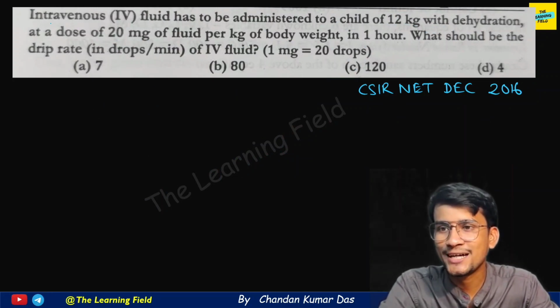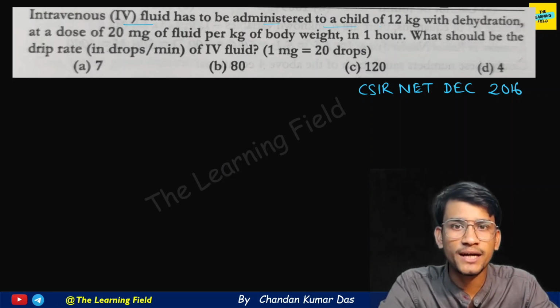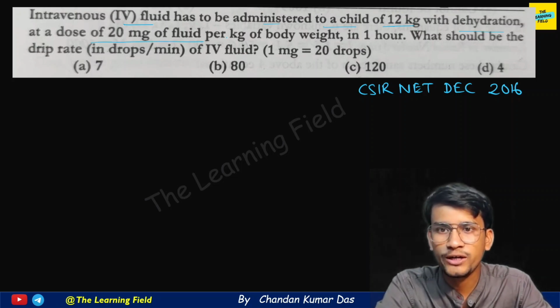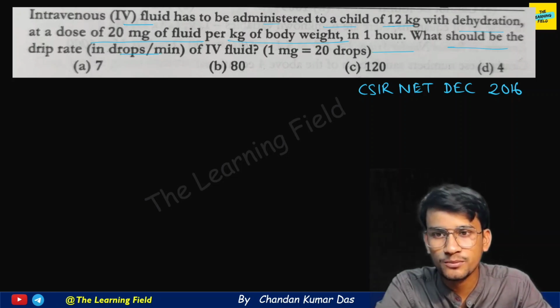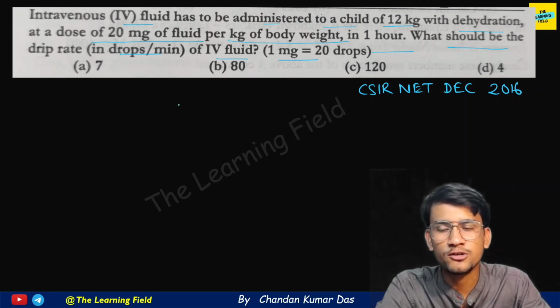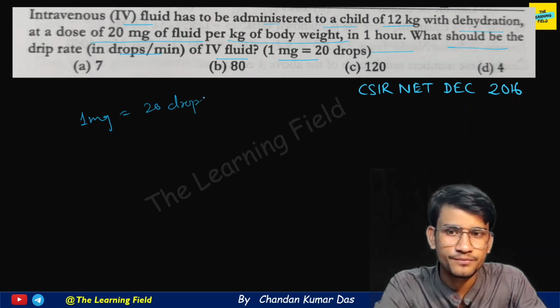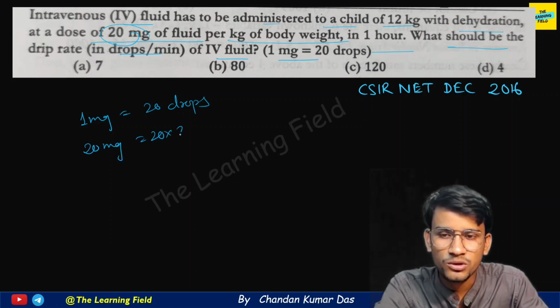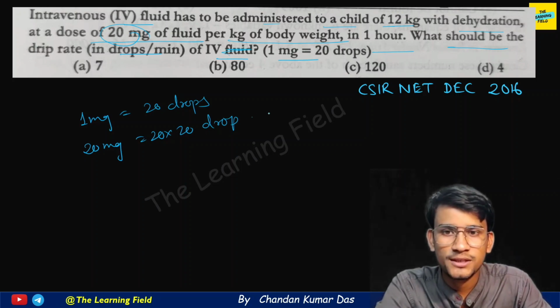Okay, so it says that intravenous fluid has to be administered to a child of 12 kg with dehydration at a dose of 20 mg of fluid per kg of body weight in 1 hour. What should be the drip rate, that is drops per minute, of the fluid? 1 mg is equal to 20 drops. That means here total mg is 20 mg. So 20 mg means this is 20 into 20 drops per kg. Okay, so it is for 1 kg.